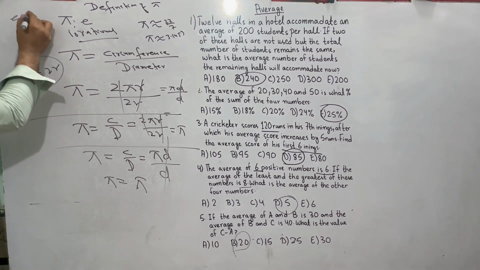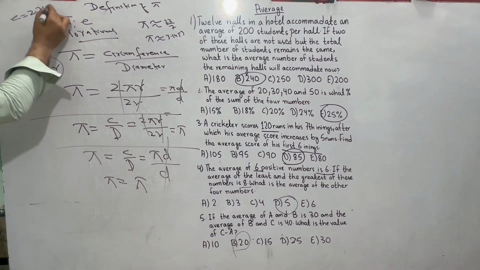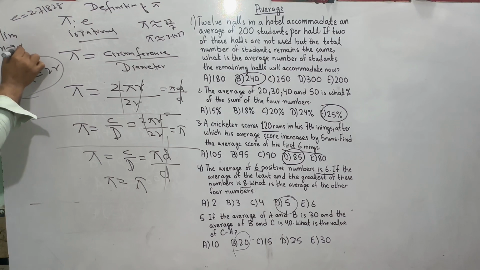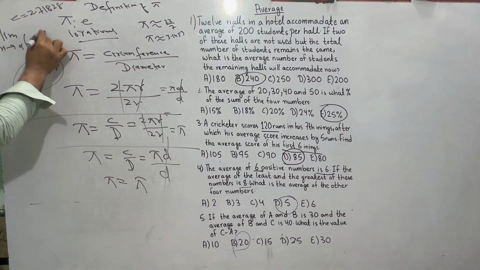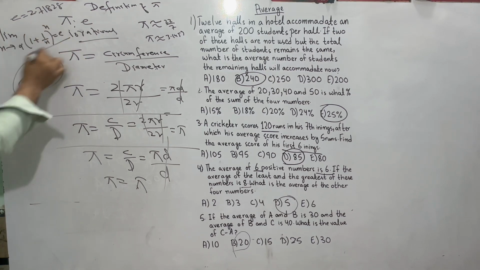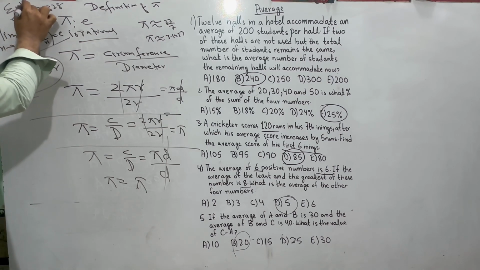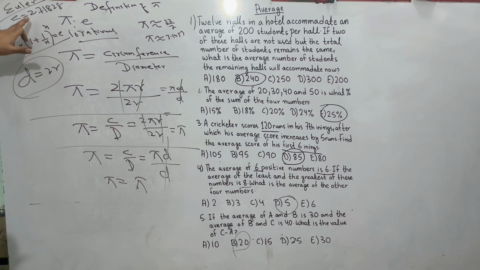e is Euler's number, having value 2.71828, where its limit is given by the limit as n tends to infinity of (1 plus 1 over n) raised to n, which is equal to e. That's a formula from our calculus. You must be familiar, e is the Euler number. It's our Euler number having value 2.71828. It is also our famous irrational number along with pi, which have been asked mostly on the test.